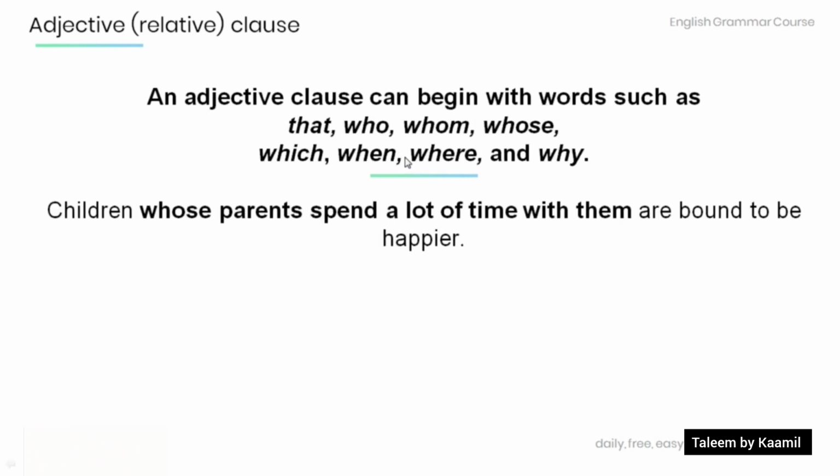An adjective clause can begin with words such as that, who, whom, whose, which, when, where, and why. Have a look at the example below. Children whose parents spend a lot of time with them are bound to be happier.